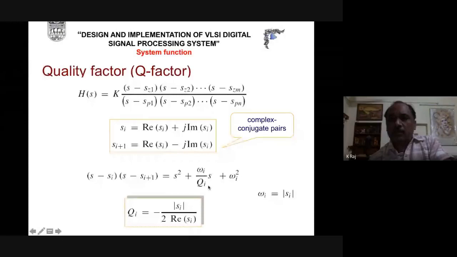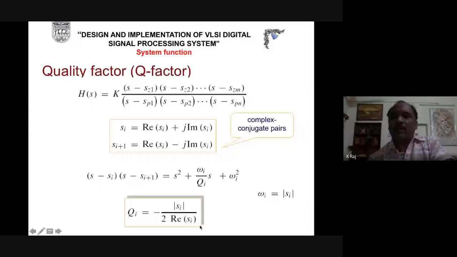Here the multiplication of the complex conjugate will be represented by this one, which we have discussed in the previous classes. And the Q_i, that is the quality factor, will be described by minus the mod of s_i divided by twice the real portion of s_i, and omega_i will be the mod of s_i here.